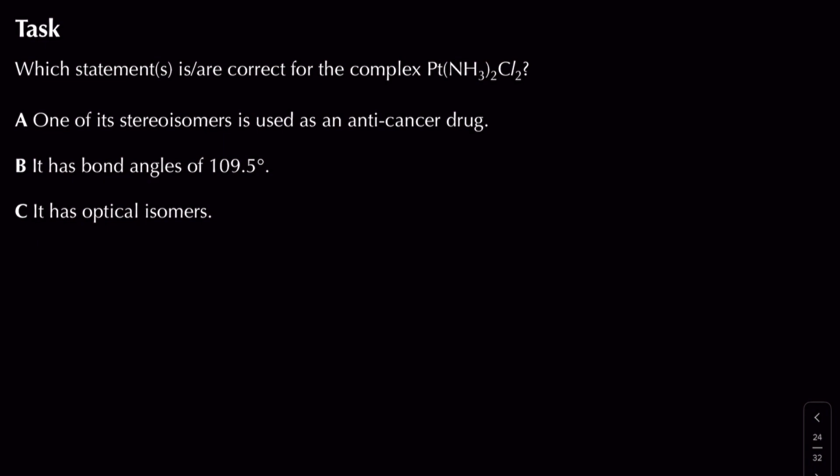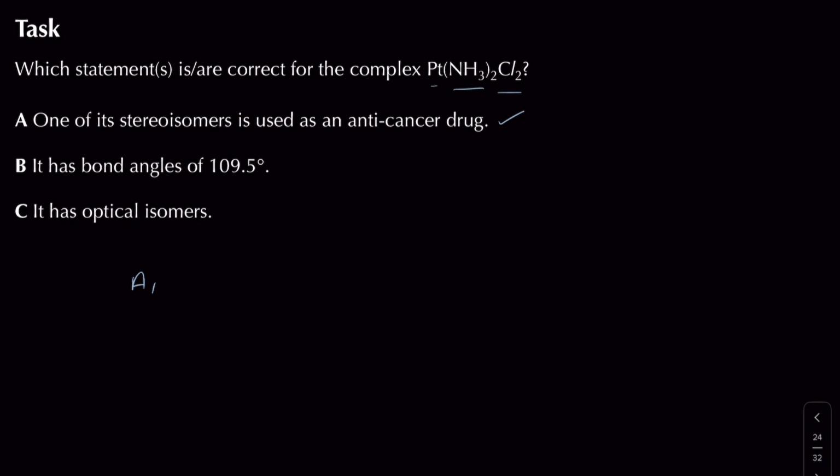So looking at this then, we can see here we've got Pt, and then we've got 2 lots of ammonia, 2 lots of chlorine. So we've got to think platin, right? We know, of course, the cisplatin isomer is going to be used as an anti-cancer drug. That's going to be true. So, of course, we know one of our answers is going to be A.